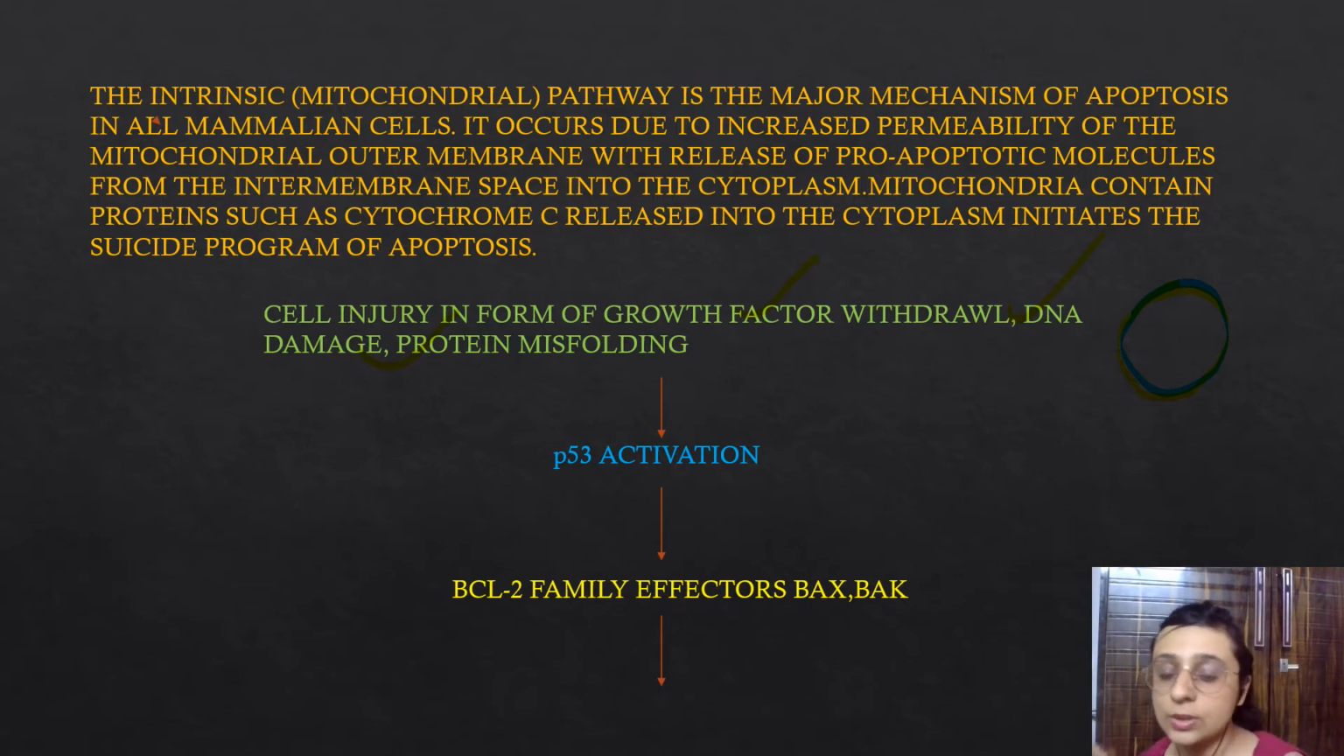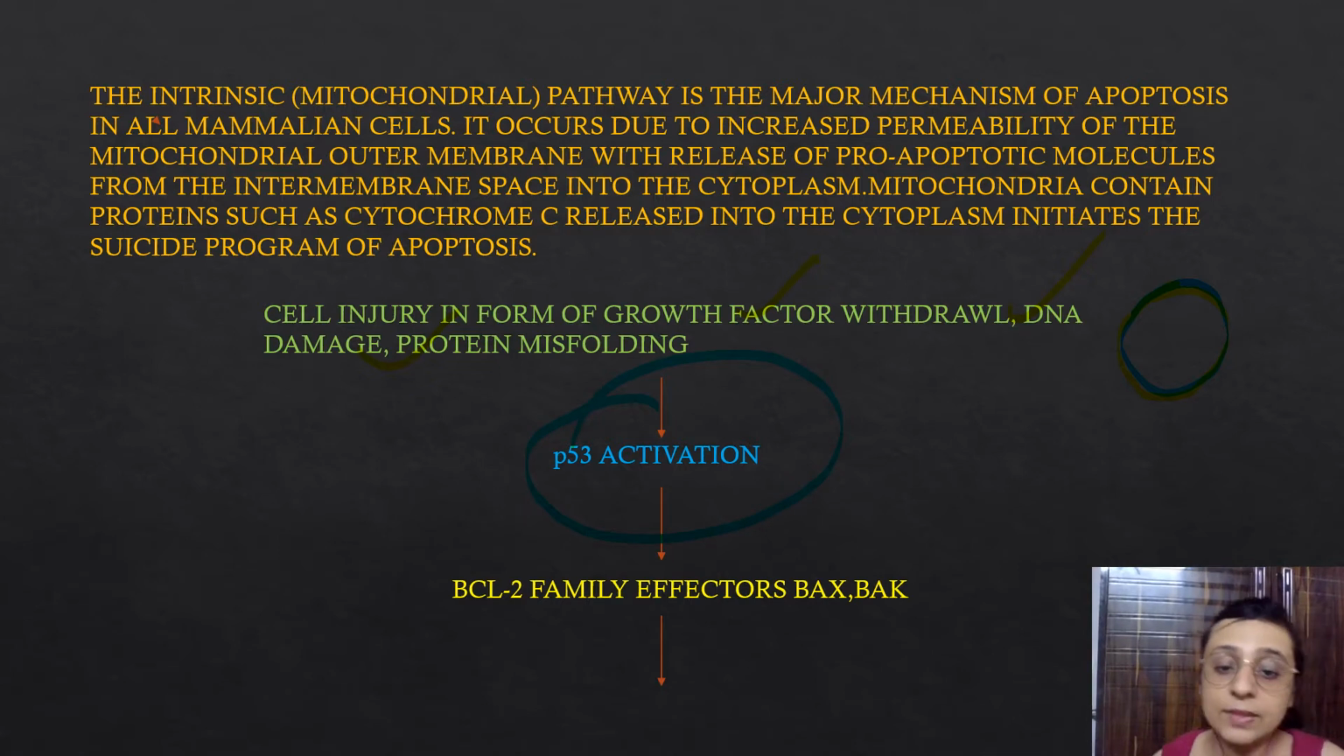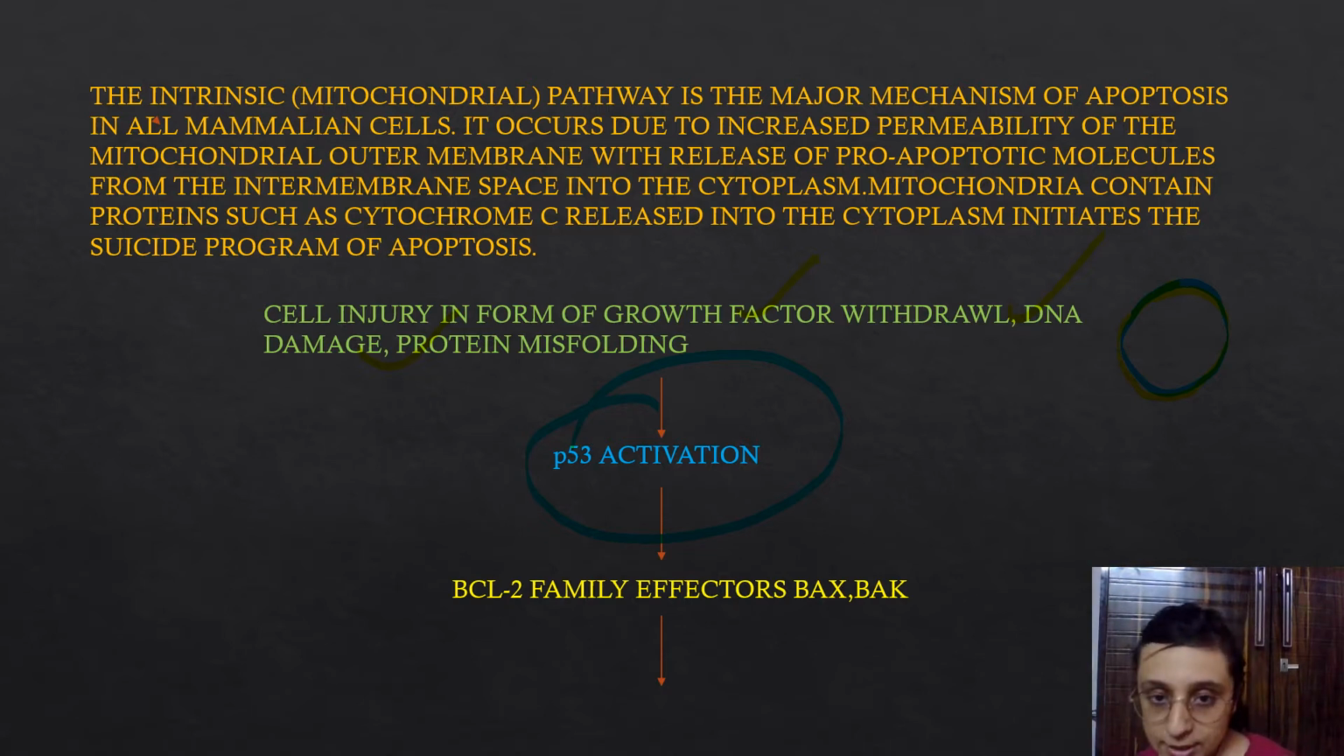How will these changes be sensed? There are various sensors like ATM. They will sense growth factor withdrawal and DNA damage, and result in the activation of P53. P53 activation is a very important step, because then it will ask the cell to undergo death. How? By activation of pro-apoptotic signals.